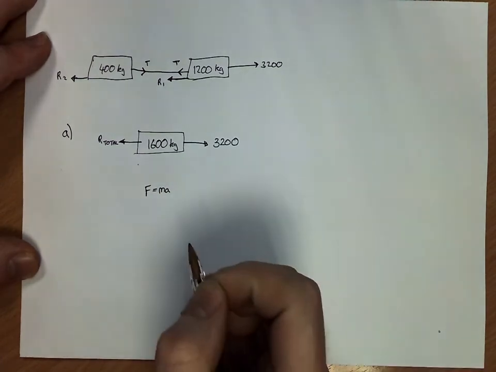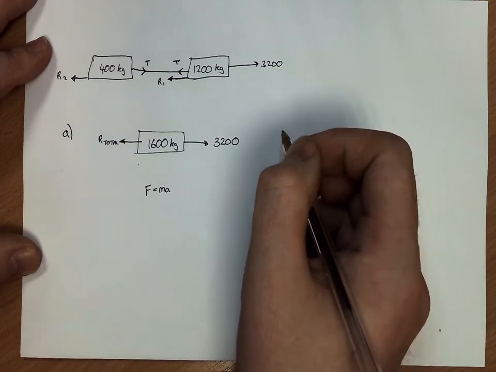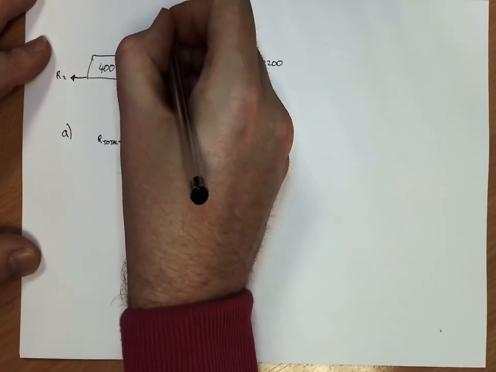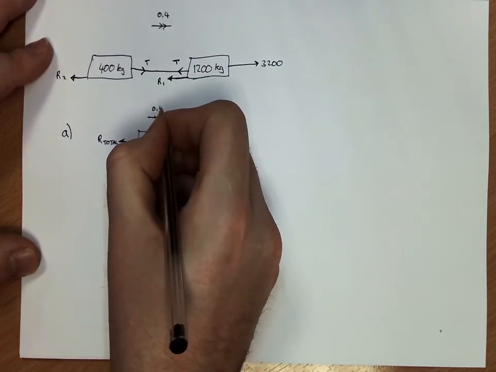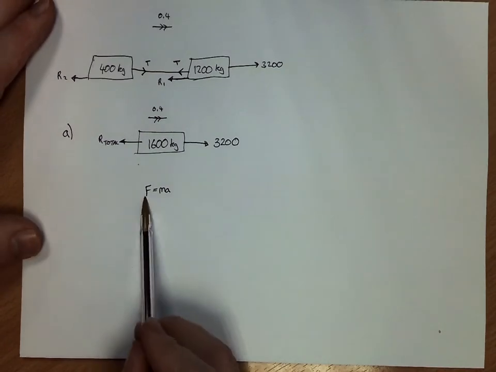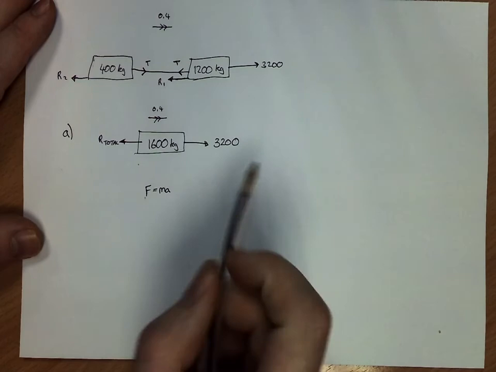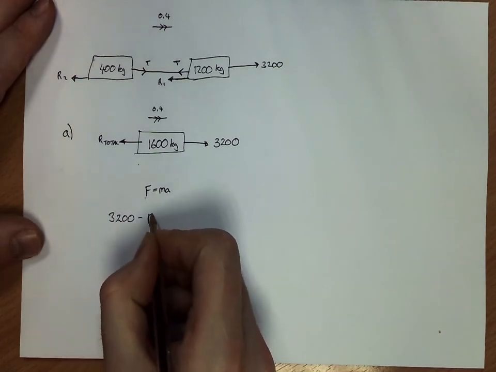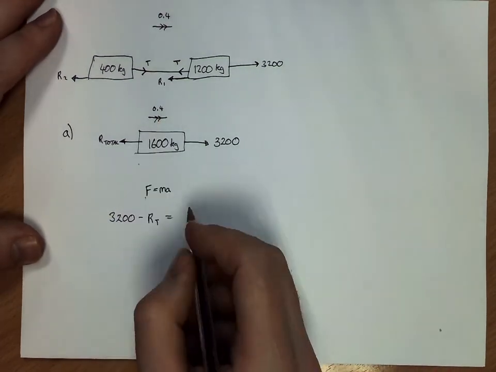I forgot one key piece of information which told us that the car was accelerating in this direction at 0.4. So that means the whole system is accelerating in this direction at 0.4. That was important for this part of the question because I now needed to decide, so I could work out the resultant force, what's bigger? Clearly this one is bigger because it's accelerating in that direction. So 3,200 minus R total, I'm just going to put RT, is equal to MA, 1,600 times 0.4.